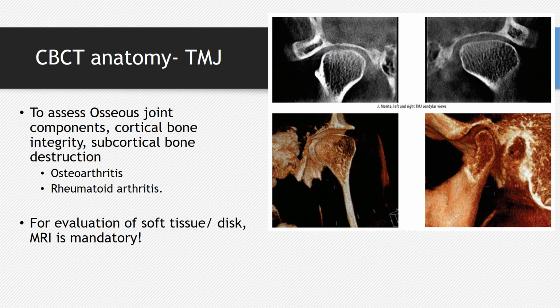TMJ anatomy on CBCT can also be assessed quite well, and it should be used to assess osseous joint components, cortical bone integrity, and subcortical bone destruction, for example in cases like osteoarthritis or rheumatoid arthritis. It is important to remember once again that for evaluation of soft tissue or the disc, which is between the condylar head and the articular eminence, or articular fossa, an MRI is the ideal source of imaging and not a CBCT, because it will not be able to give you a clear image of the disc.